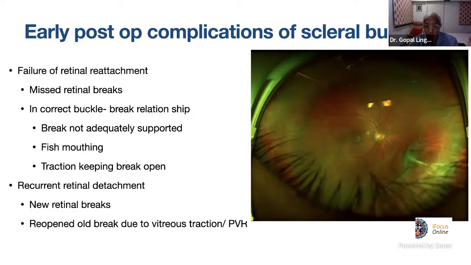Persistent detachment with an open break situation, you have to correct it. You may have to adjust the buckle because it's not covering the break properly, or inject a bubble of gas. These are simple ways of trying to correct the situation. Or in the worst case, go inside, do a vitrectomy and convert it into a vitreoretinal procedure rather than an external procedure. This is persistent detachment.